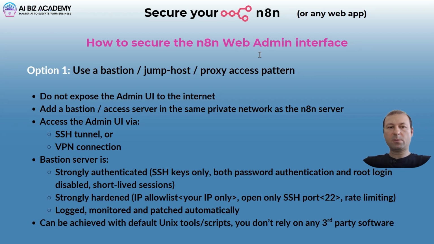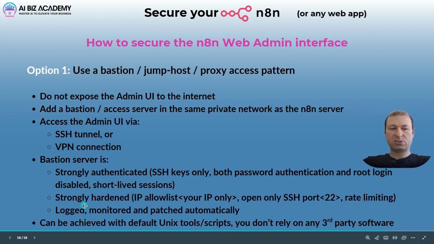With rate limiting, you can enforce rules like a maximum of, let's say, 5 login attempts per minute per IP, a temporary block after 3 failed attempts, and even ban the IP for 1 hour after repeated failures. Of course, the Bastion server is properly logged, monitored, and patched automatically.